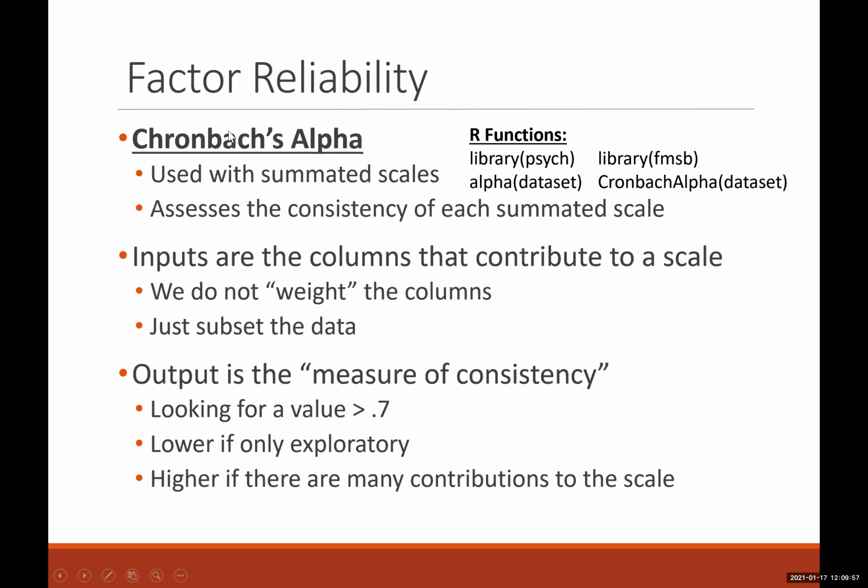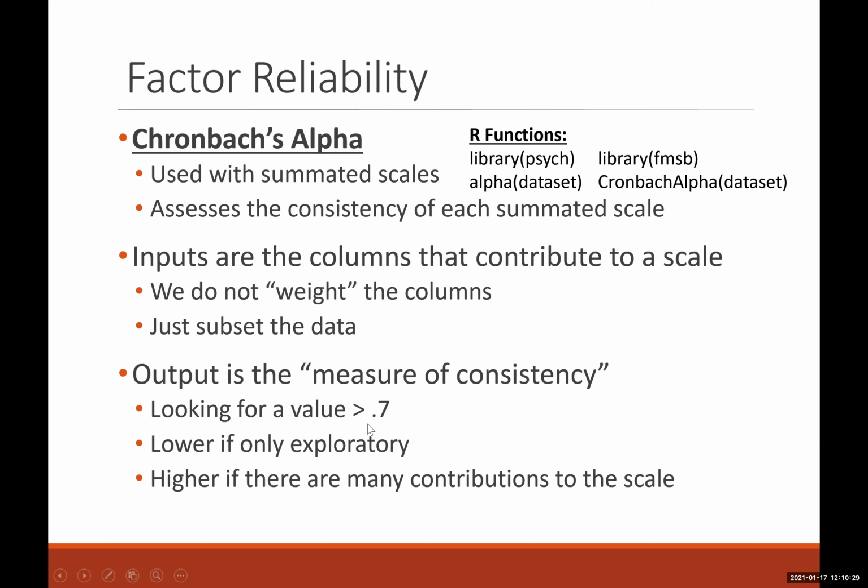We're going to use Cronbach's alpha, and the functions that we can use in R are under library psych, the alpha function, or under library FMSB, the Cronbach alpha. They're going to do the same thing. They're going to give you a value that is like an intercorrelation or a correlation. So it goes between 0 and 1. And anything above 0.7 is a measure of consistency or showing a strong relationship between all of the variables.